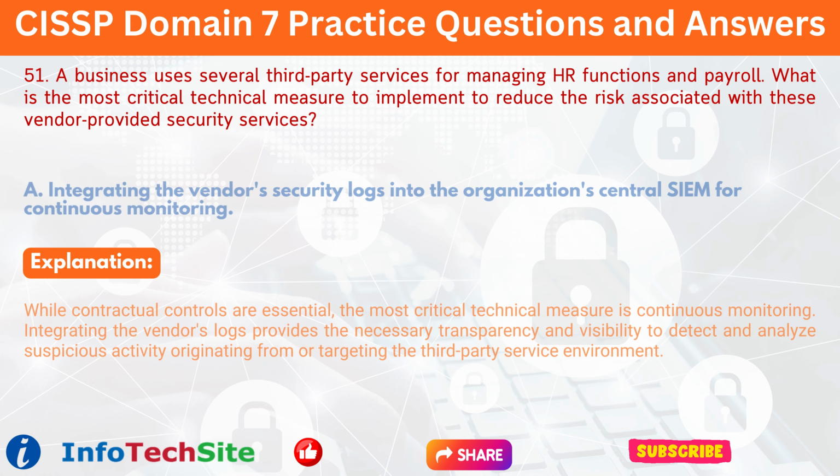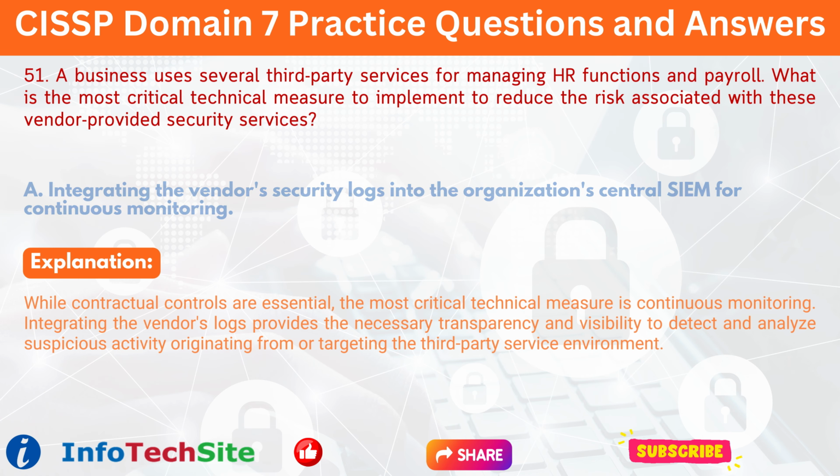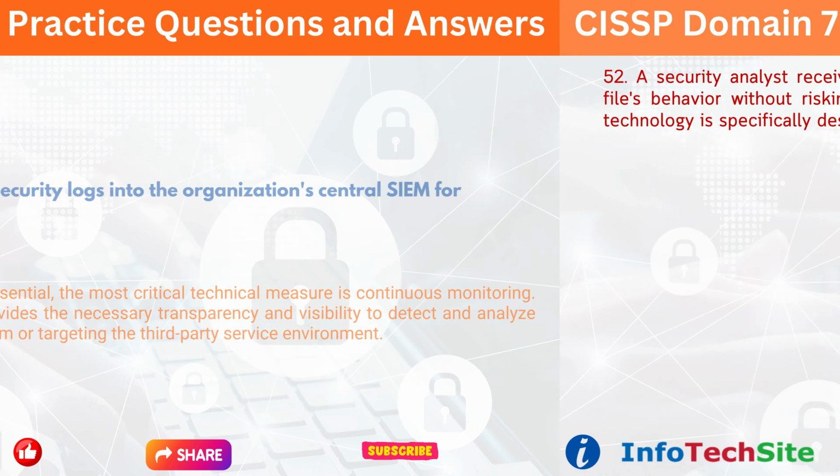The correct answer is A. Integrating the vendor's security logs into the organization's central SIEM for continuous monitoring. Explanation. While contractual controls are essential, the most critical technical measure is continuous monitoring. Integrating the vendor's logs provides the necessary transparency and visibility to detect and analyze suspicious activity originating from or targeting the third-party service environment.